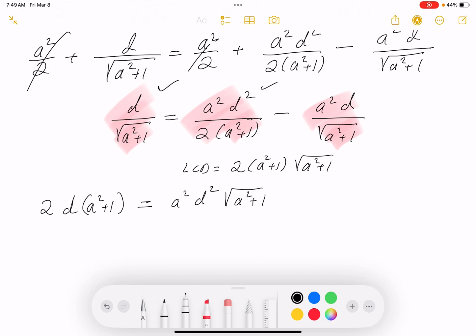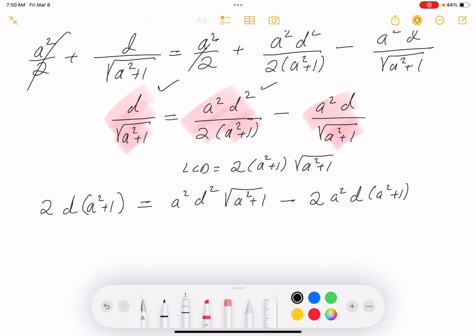All right, I just did that one. Let me check that out. Yeah, the 2 cancels, the a squared plus 1 canceled. It looks good. Minus, you're going to get 2, you're going to get a squared, you're going to get d. The root of a squared plus 1 disappears, and you're left with a squared plus 1.